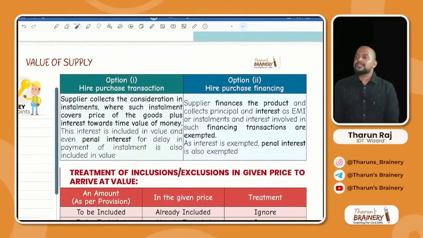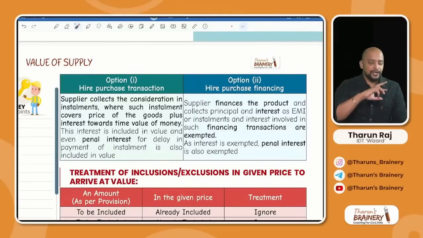If it is a hire purchase transaction, there will be only two parties, hire vendor and hire purchaser. I am the hire vendor, you are the hire purchaser. I will give you the asset, you will pay me EMIs. Now, that interest is included in the value and chargeable to GST. So, if you miss an EMI, I will collect a penal interest, that is also chargeable to GST. If the main interest is chargeable to GST, penal interest is also chargeable to GST.